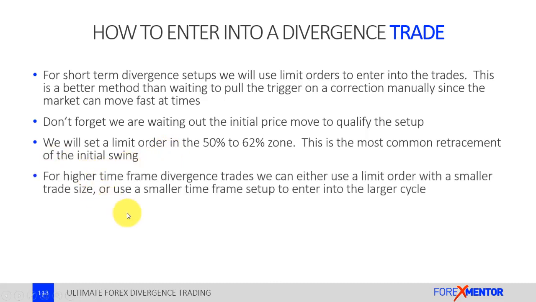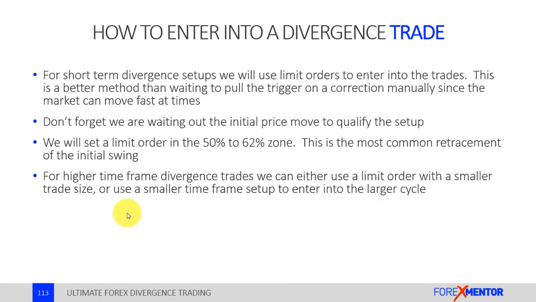Now, for higher time frame divergence trades, we can either use a limit order with a smaller trade size or use a smaller time frame setup to enter into the larger cycle. For example, if you're trading a 4-hour divergence setup, you may not want to use a stop loss that's large enough to get above the pattern. Okay, because obviously it's a 4-hour chart, the swing is going to be much bigger. Your stop's going to be much wider.